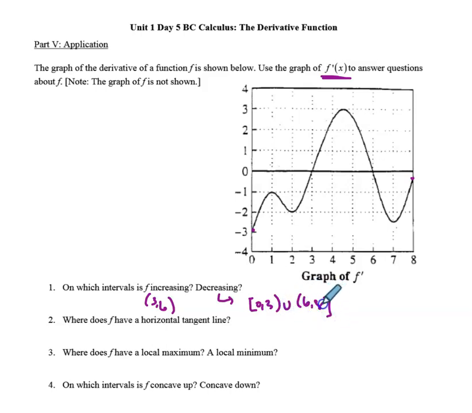Notice that we have included the endpoints of 0 and 8, but I have not included the endpoints of 3 and 6. So we are allowed to include the endpoints of 3 and 6 if we want. We could have included them in the intervals of increasing. We could have included them in the intervals of decreasing. Quite frankly, you'll never be graded on that.